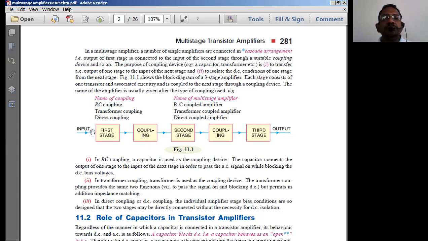Now why do we normally couple one stage to another stage, or why do we need multi-stage amplifiers? We need multi-stage amplifiers especially for two important reasons: to get high fidelity in the frequency response, and also to get maximum gain. To get a reasonably good frequency response, we normally go with multi-stage amplifier circuits.